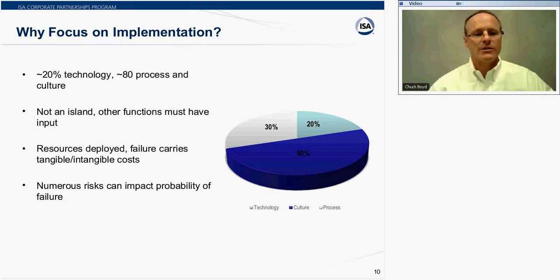So why focus on implementation? The technology is really the easy part. This is the ultimate interaction of cold, hard, rigid technology and a living, breathing, dynamic organization. So about 80% of that process, the focus needs to be on the people and the culture. And we don't want to end up with an island here. So we have other functions within the organization that we really need to have input from in order to integrate this successfully into the rest of the enterprise.